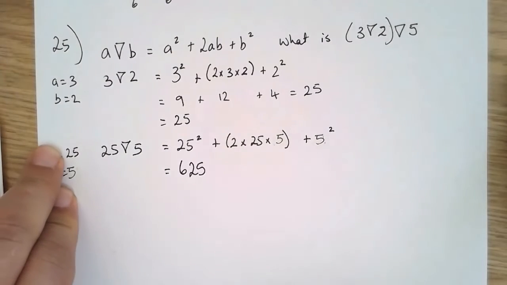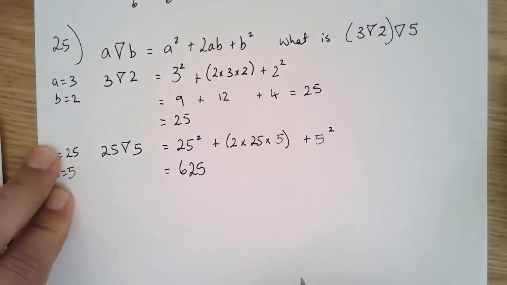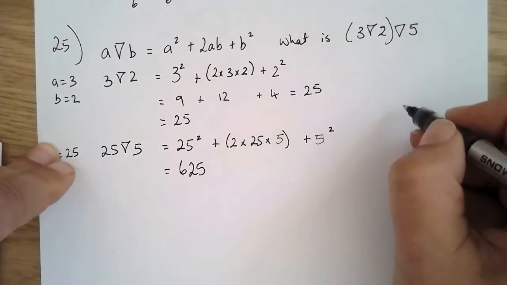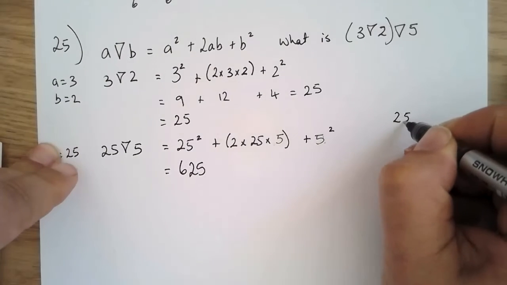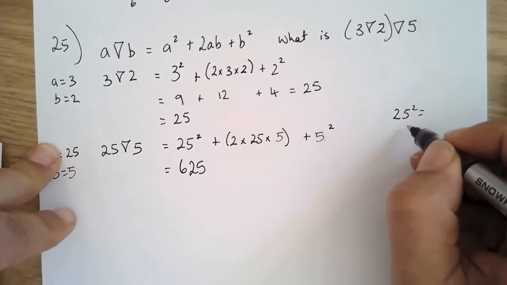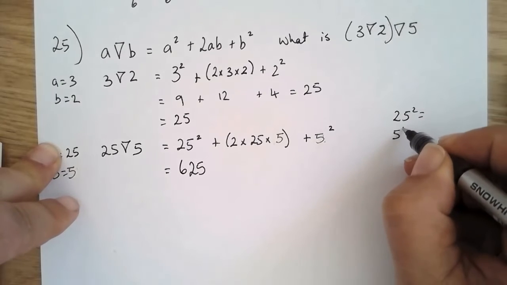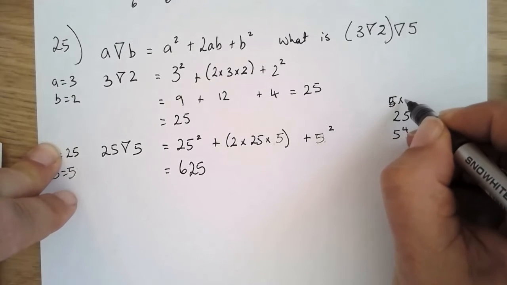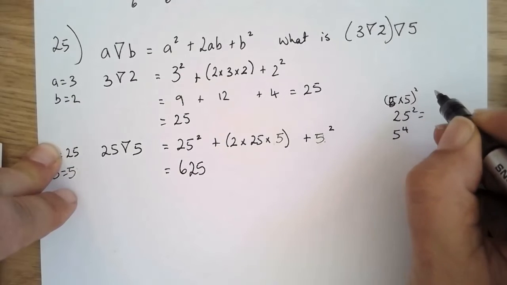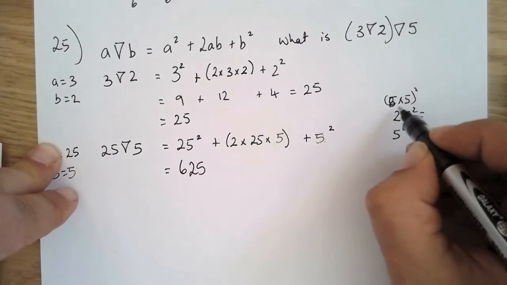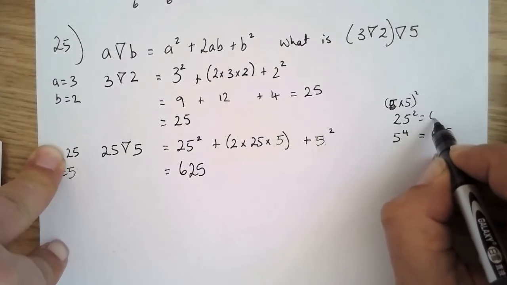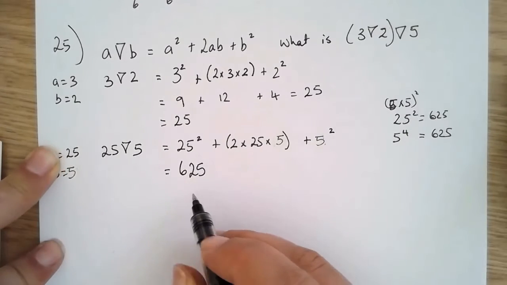If you can't do it off the top of your head, then by all means work it out. I did do that actually. 25 to the power of 2. I went, actually, what's 5 to the power of 4? Because 25 is 5 multiplied by 5, all squared, which is 25 squared. That's how I got to that.